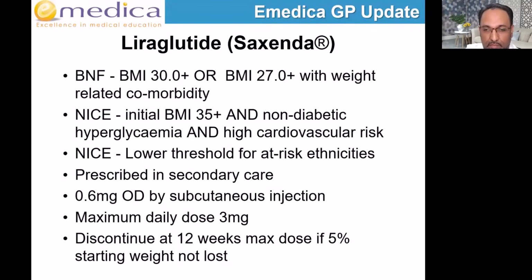So liraglutide, Saxenda, I mentioned the BNF threshold. Remember the NICE guideline is body mass index of 35 plus, and then they've got non-diabetic hypoglycemia and raised cardiovascular risk. Lower threshold for those at-risk ethnicities, but it can only be prescribed in secondary care. This is a daily injection. Again, if they haven't lost 5%, that's common across the board, is that 5% of the starting weight is what we're looking at. This one, though, is at 12 weeks.